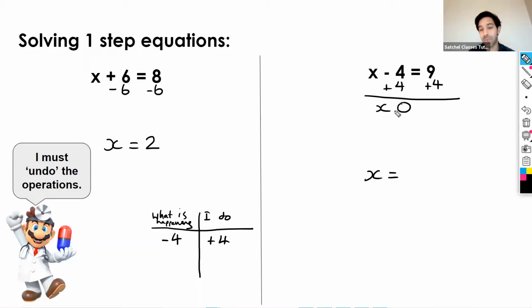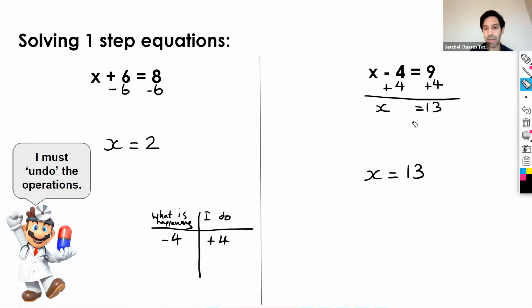And then we can say x plus 0. But we don't really need to write the 0, but just to see what's going on. So we have x, that stays as it is. Minus 4 plus 4 is 0, and 9 plus 4 is equal to 13. So x plus 0 is equal to 13, therefore x is equal to 13.